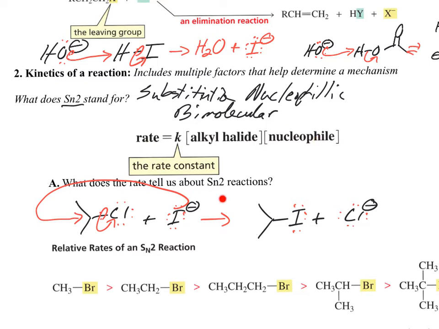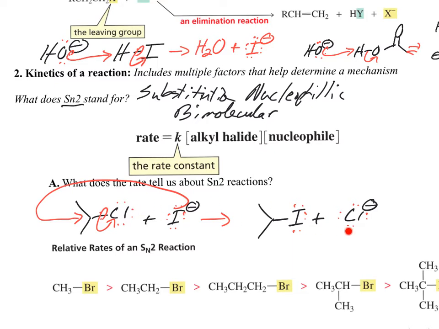Knowing this is a one-step reaction, both the alkyl halide and the nucleophile matter for the rate. If I double the amount of nucleophile, I would double the reaction rate. If I used half as much alkyl halide, I would halve the reaction rate. It'd be half as much. It'd slow it down.